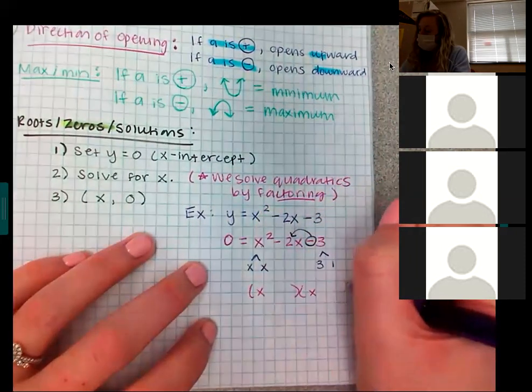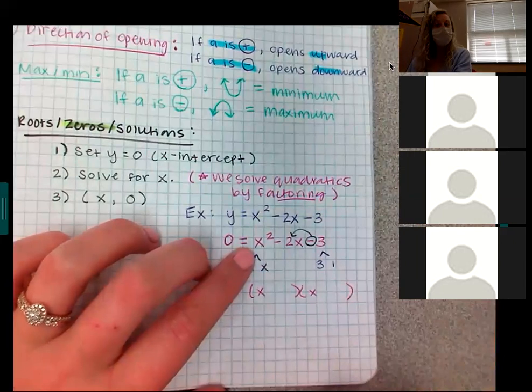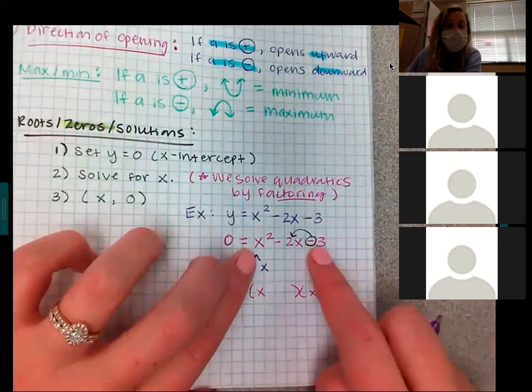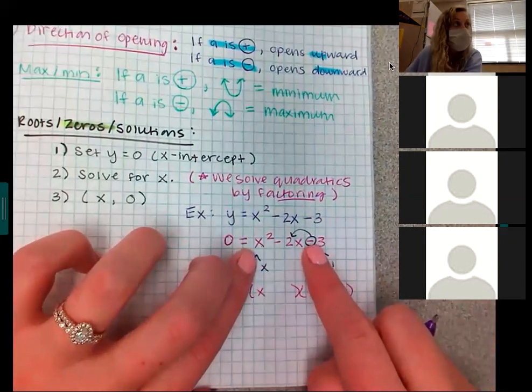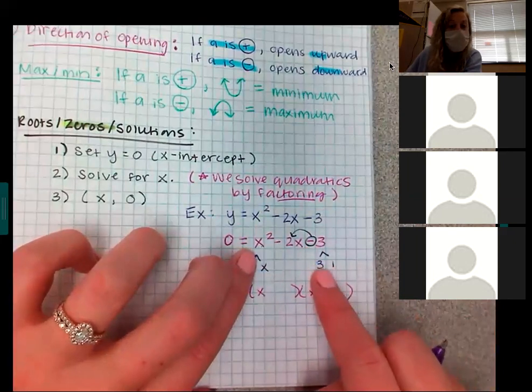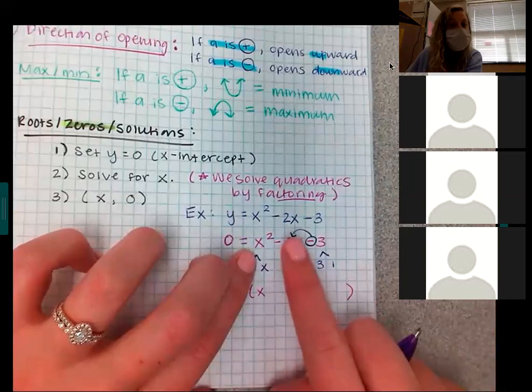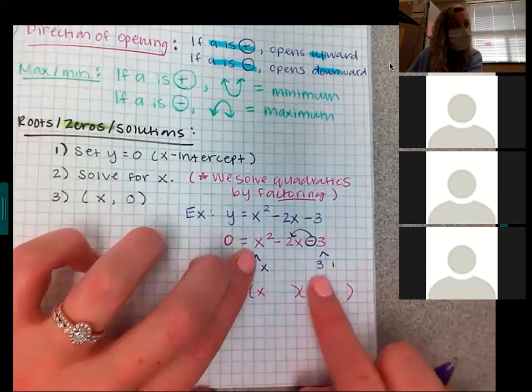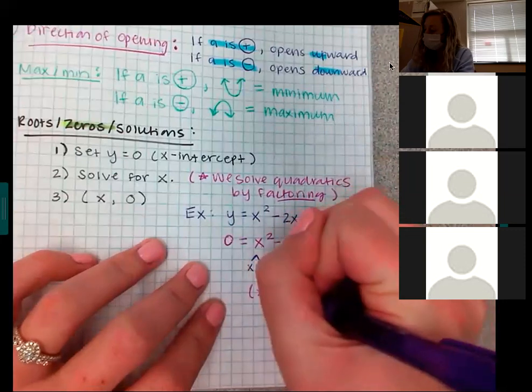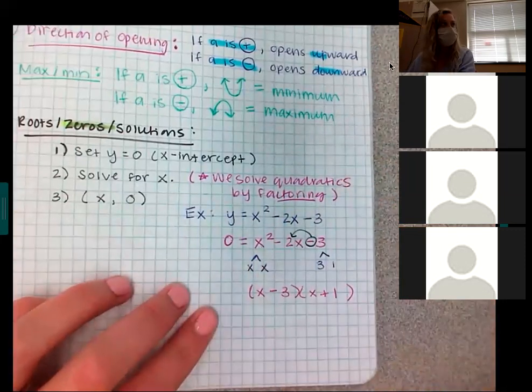X's go in the front because x squared was in the front. Henry is saying we need different signs because we were subtracting. He's right. So one of these factors should be positive and the other one should be negative. If we want a -2 in the middle, which one should be negative? The 3. So did you guys get x minus 3, x plus 1?